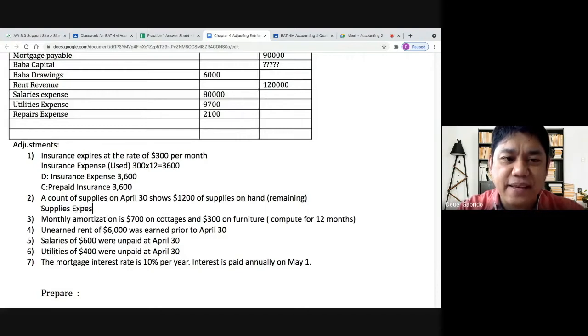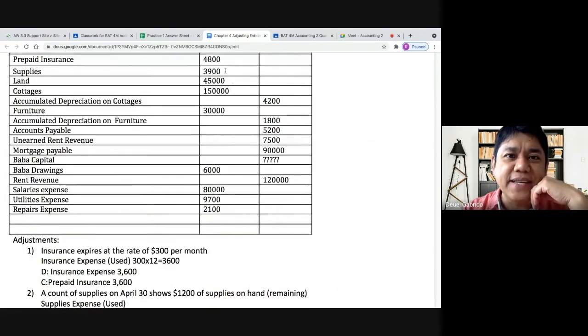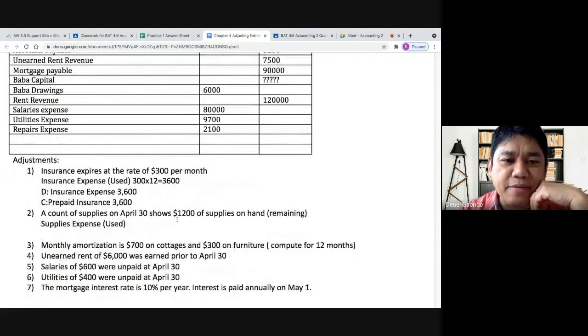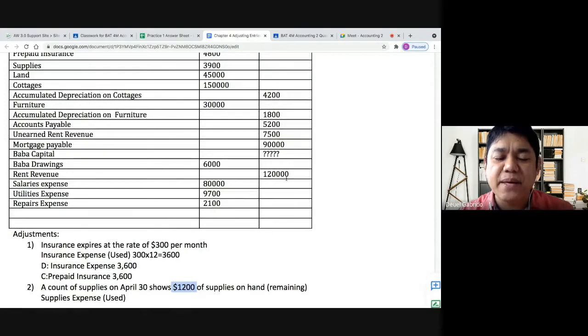Supplies expense is the same as the supplies used, okay? So guys, if I ask you how much was used? Look, the supplies is 3,900, and when we count it, at the end of the year, we found out that there is only 1,200 supplies remaining or on hand. So how much was used? What shall we do to find the used part? Can you give me a formula?